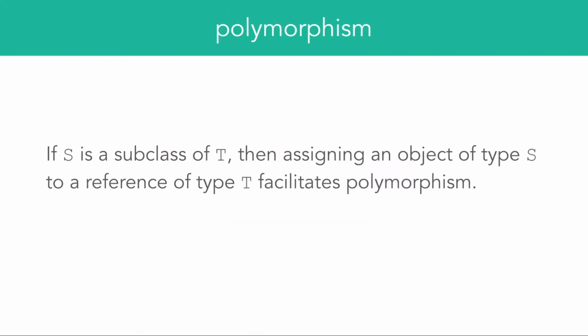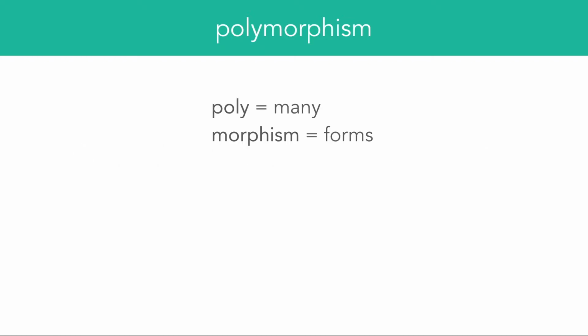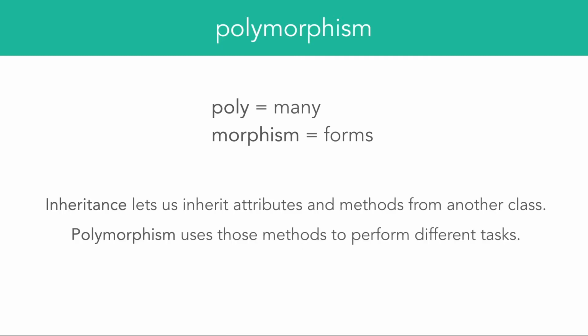If S is a subclass of T, then assigning an object of type S to a reference of type T facilitates polymorphism. Let's break this statement down. Poly means many, and morphism means forms. In other words, polymorphism means many forms. Inheritance lets us inherit attributes and methods from another class. Polymorphism uses those methods to perform different tasks.